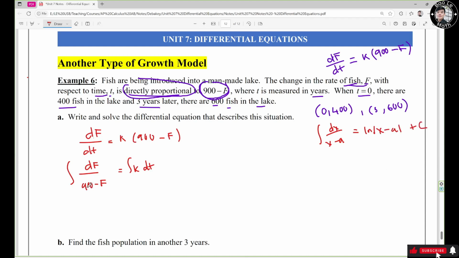But this one is a minus f, and f is the variable. So it's going to be opposite. It turns out the antiderivative of dx over a minus x is going to be minus natural log of the absolute value of a minus x plus c. So keep that in mind. So this turns out to be negative natural log of the absolute value of 900 minus f equals k times t plus c.